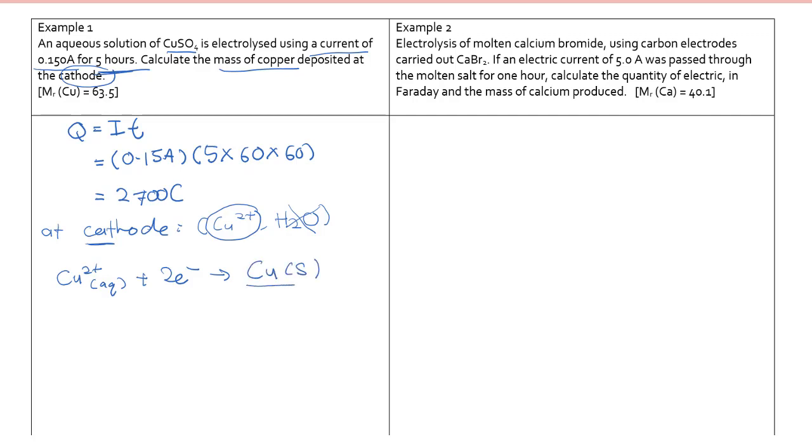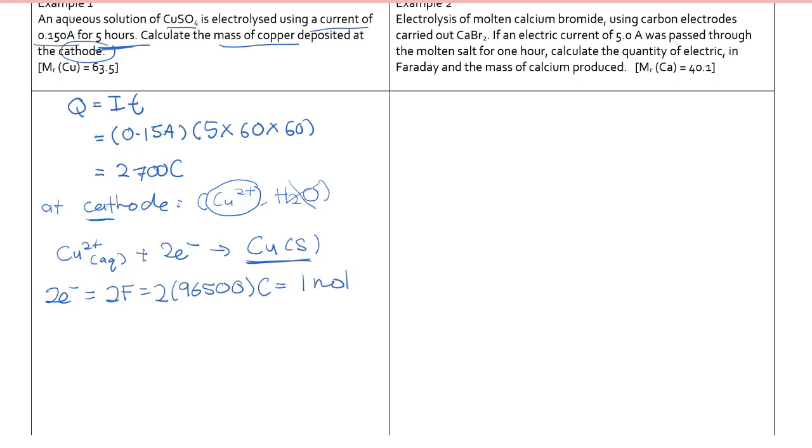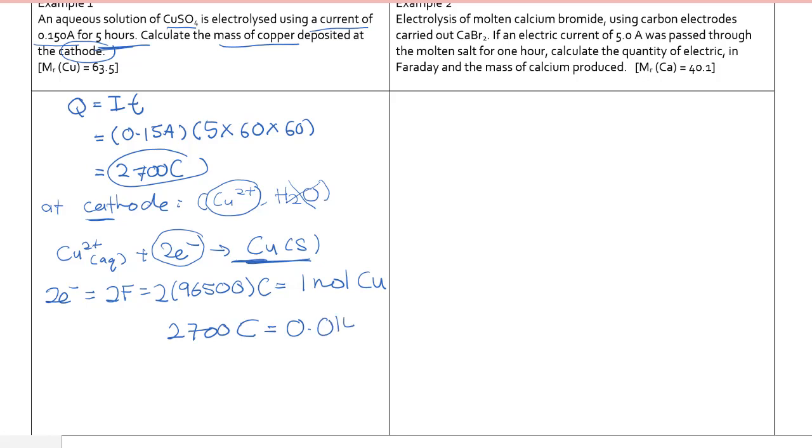So the question asks what is the mass of copper solid deposited at the cathode. Theoretically, if the cathode receives 2 electrons, which is 2 Faraday, 2 times this value, it will produce 1 mole of copper. But in this experiment, we don't have 2 Faraday. We only supply 2,700 coulomb. So that is equivalent to, moles must be 4 decimal places, so if I round off, it will be 0.014 mole copper.